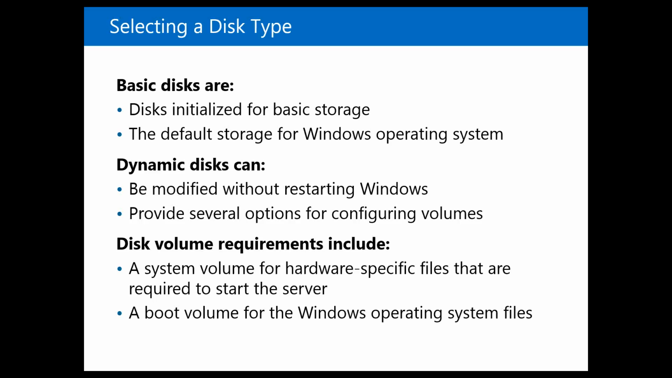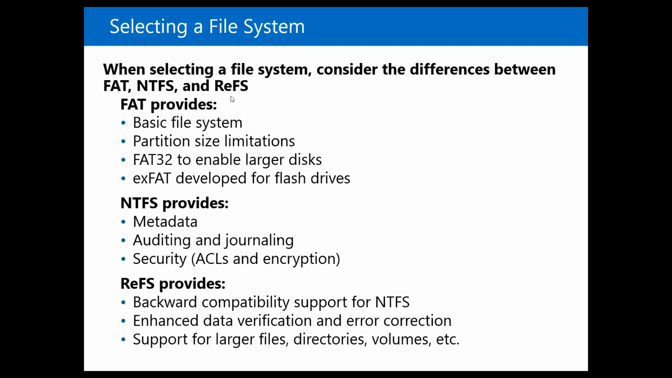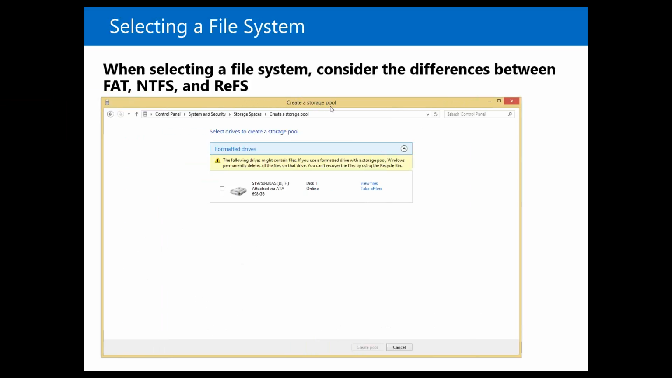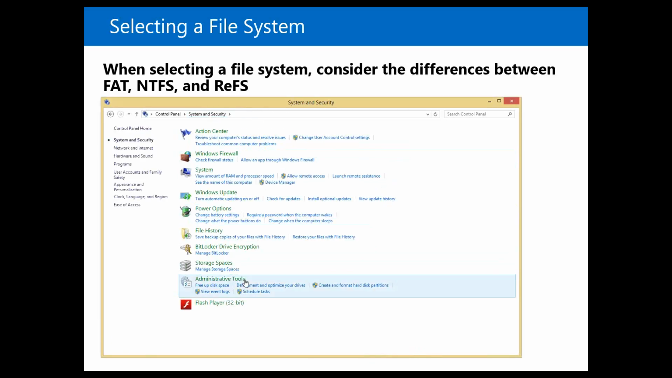Okay. What are the disk volume requirements? This is a system volume for hardware specific files that are required to start the server. You can boot the volume for Windows operating system files. Okay, when you select a file system, you probably noticed, for example, this one here. You can see that I got more than 1 terabyte disk attached here. You can see the task. What you can do, you can take it offline. You can just have many different options regarding your storage spaces from here.